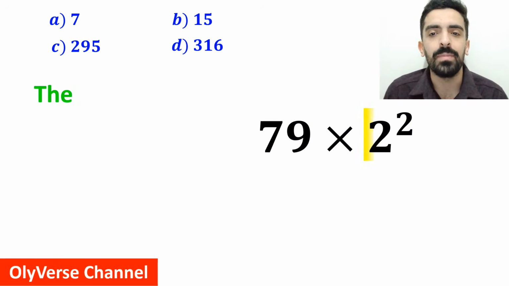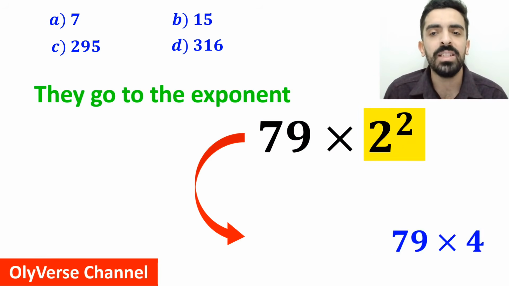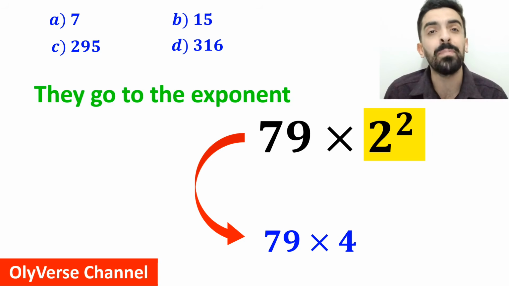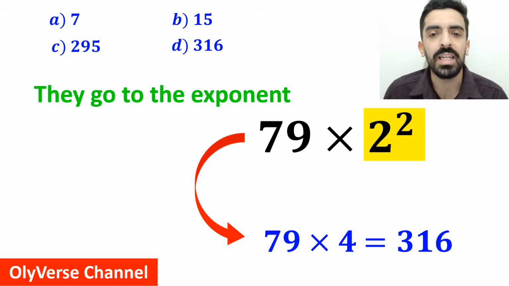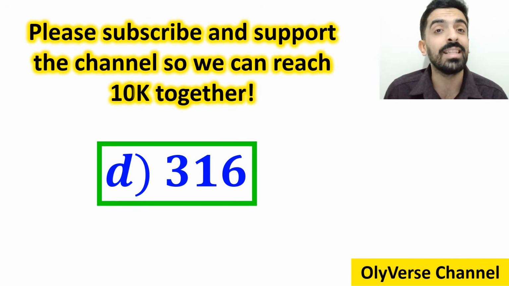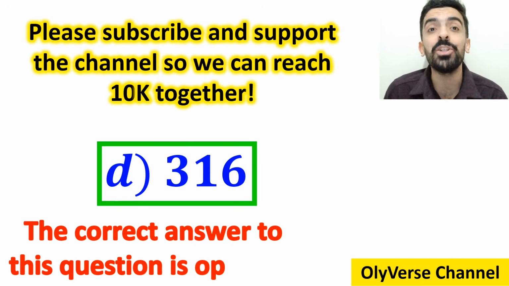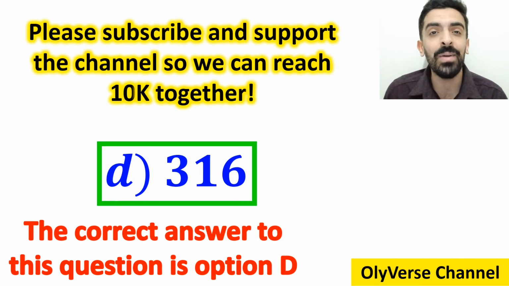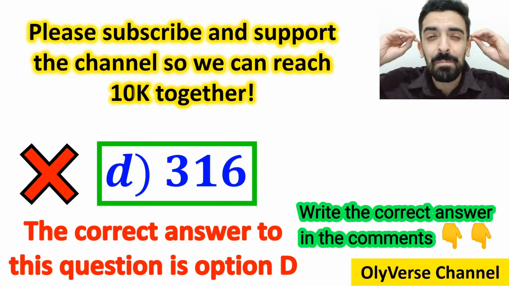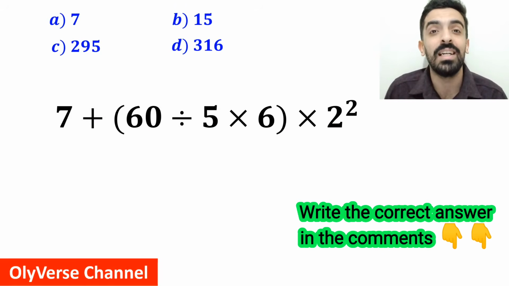And the final step, they go to the exponent and replace this expression with 79 multiplied by 4, which finally gives them the answer 316. And immediately, they conclude that the correct answer to this question is option D. However, this answer is absolutely wrong.